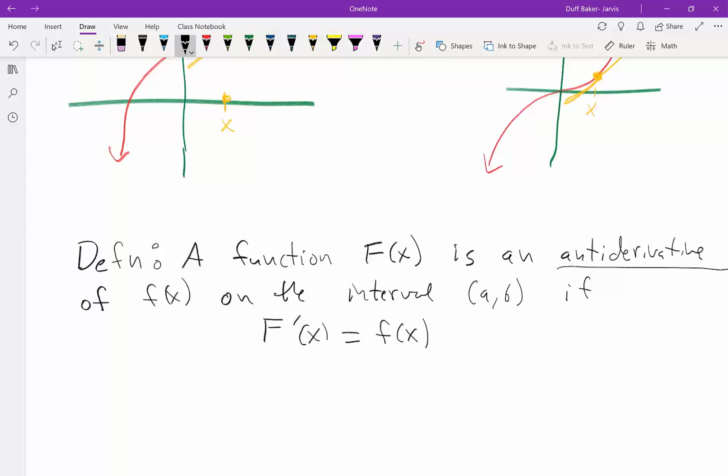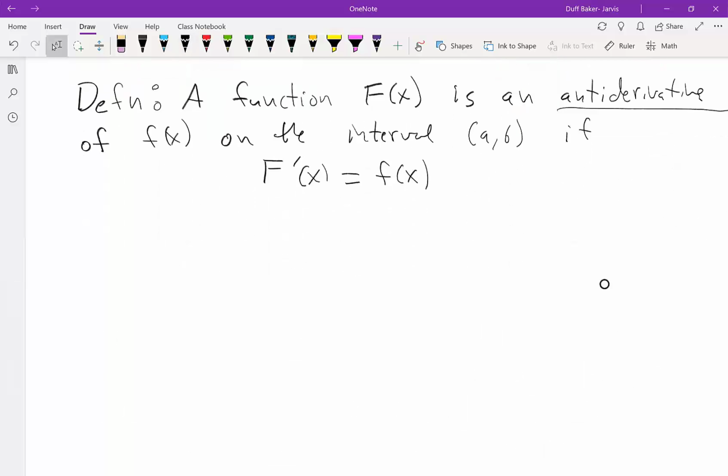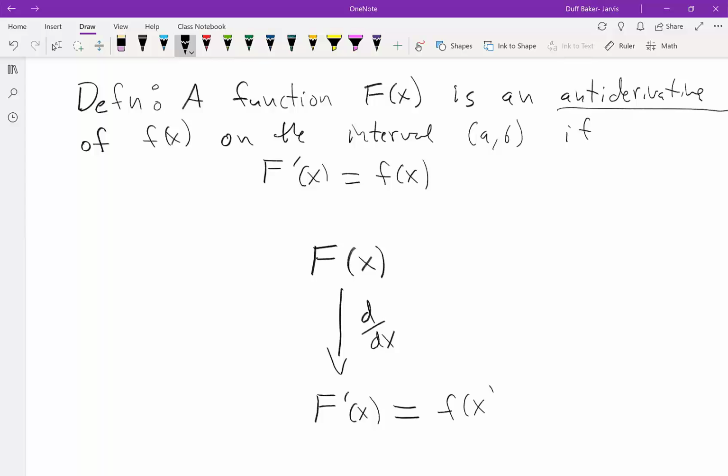f. So it's sort of saying like normally we would say, you start with a function, you take its derivative, and you would get f prime, right? So now instead of writing f prime, we're writing f of x. And we're thinking of it backwards.